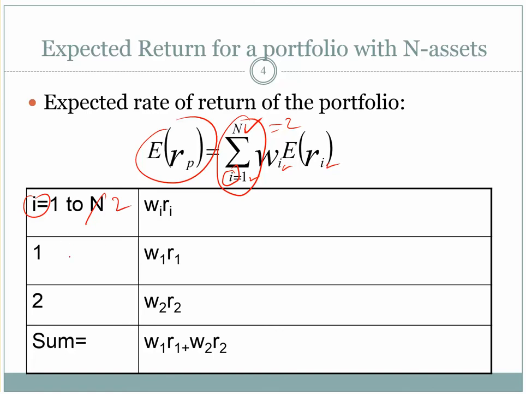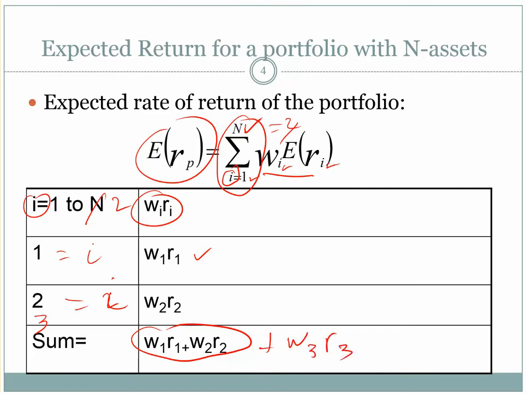So you can set i equal to a value of 1, plug in w_i r_i, w1 r1, and then set i equal to 2, and you get w2 r2, and then we're going to sum it up. The sum of a 2-asset portfolio is w1 r1 plus w2 r2. If there were 3 assets, I would just have a third row, and I'd sum up w3 r3.